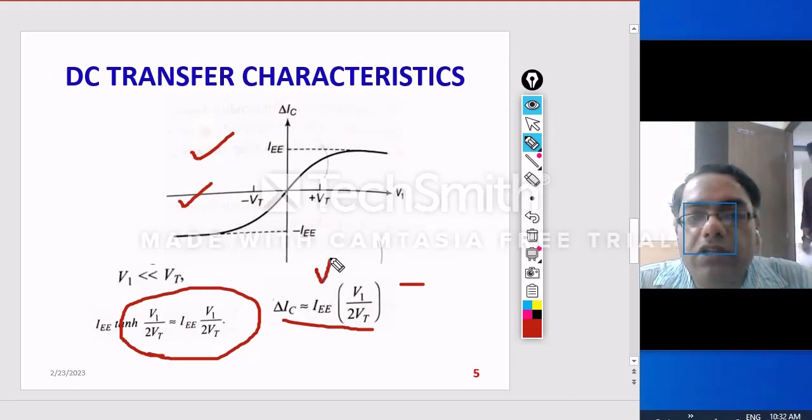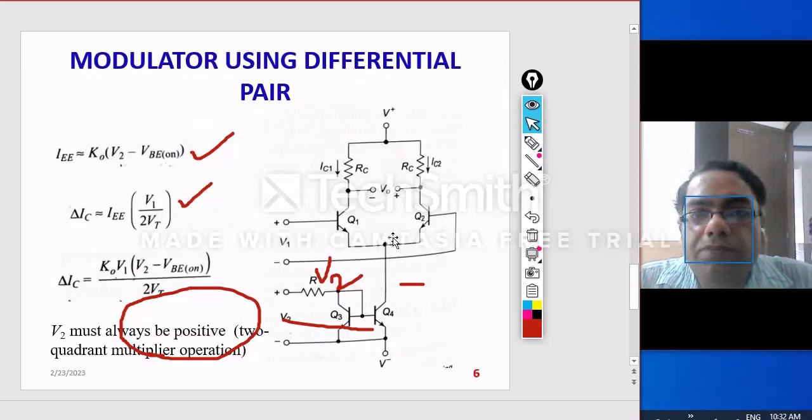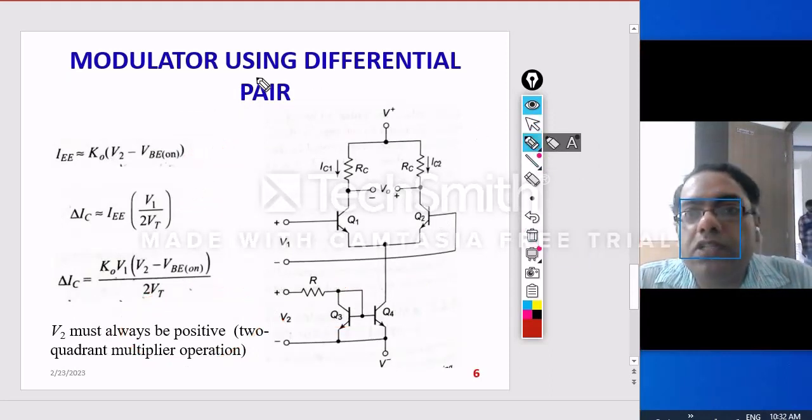Next what we have to do is, we have to make this current IW a function of another voltage V2. Then the multiplier operation will come. So, if we see, this is the modification in the circuit. This is just a kind of modulator. Here we have connected another circuit here.